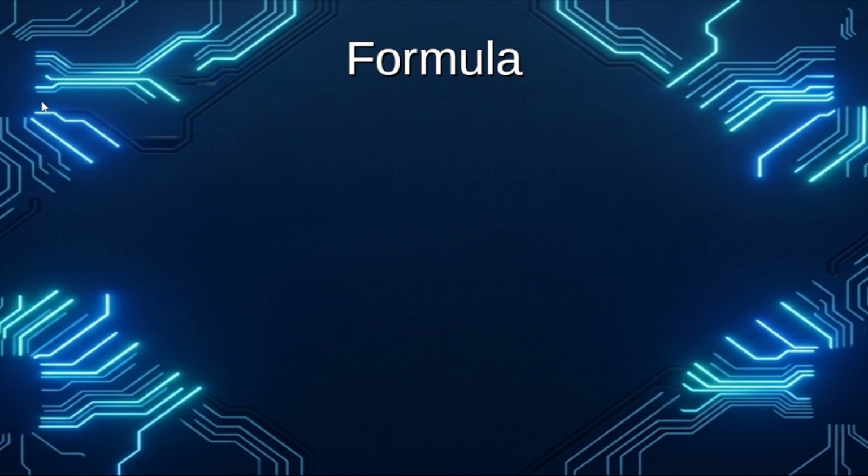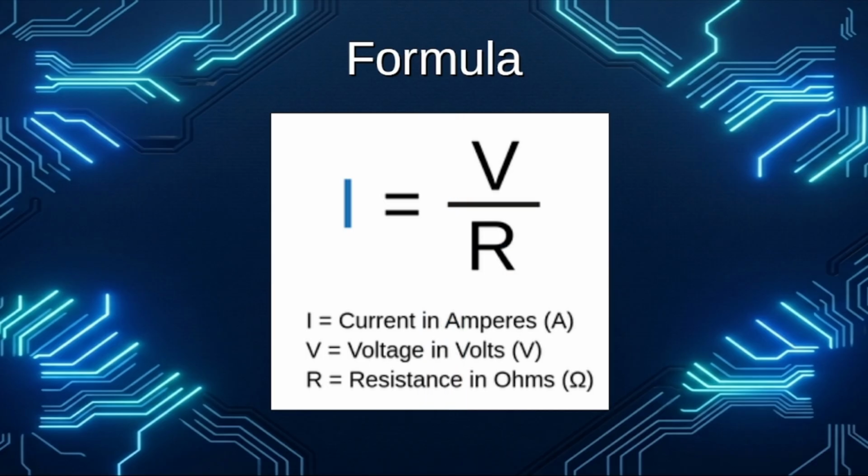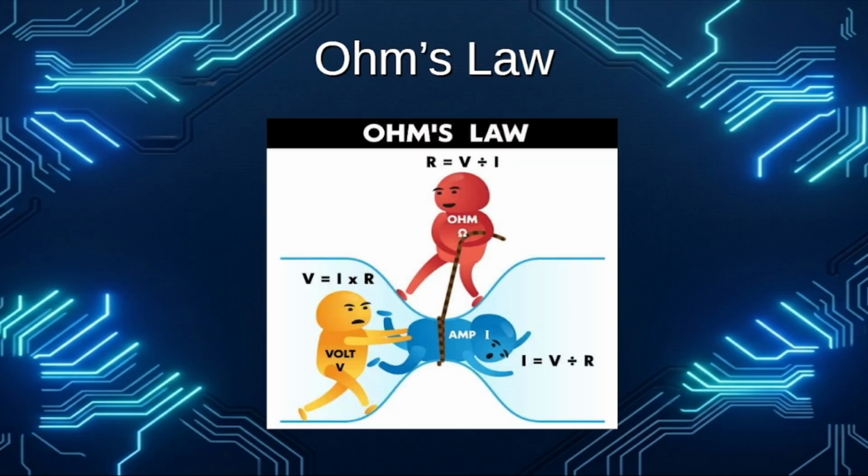Let's look at the mathematical formula of Ohm's law. I is equal to V by R, where I is current in amperes, V is voltage in volts, and R is resistance in ohms. Let's understand the formula more clearly using the image on the screen.